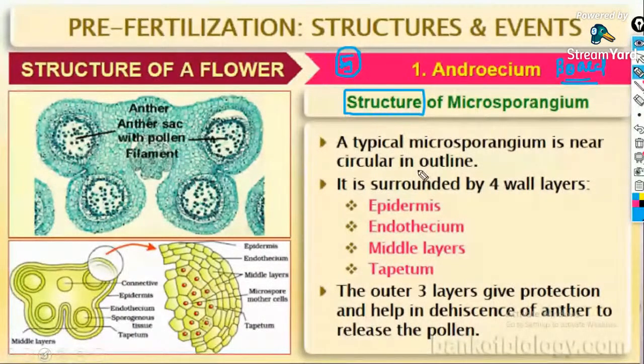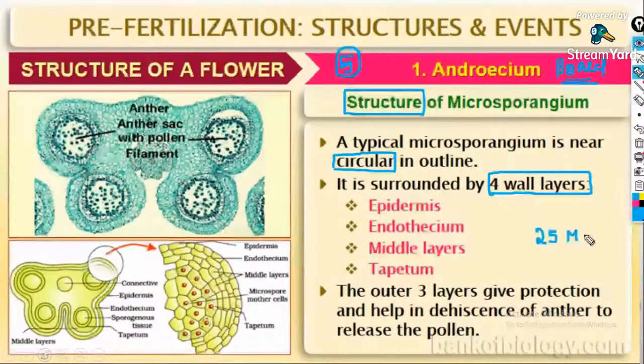A typical microsporangium is circular in outline. It consists of mainly 4 different wall layers. It is an MCQ repeated at least 25 times, to arrange these 4 wall layers. So definitely, NEET 2021 students, a guarantee for you from me: this would definitely be asked in your NEET examination.